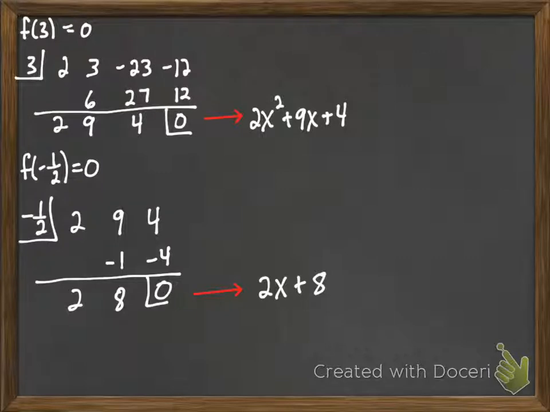So that means we're left with 2x plus 8. Well, we can set that linear equation equal to 0 and solve it very easily to get that x is negative 4. So that gives us the 3 zeros of this polynomial: 3, negative 1/2, and negative 4. So this is an introduction to the rational roots theorem and how we can use it to reduce the degree of the polynomial down to something that's a little easier to solve.